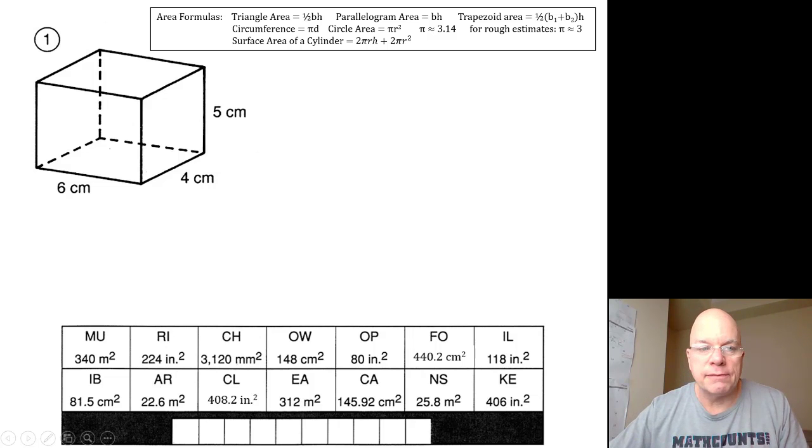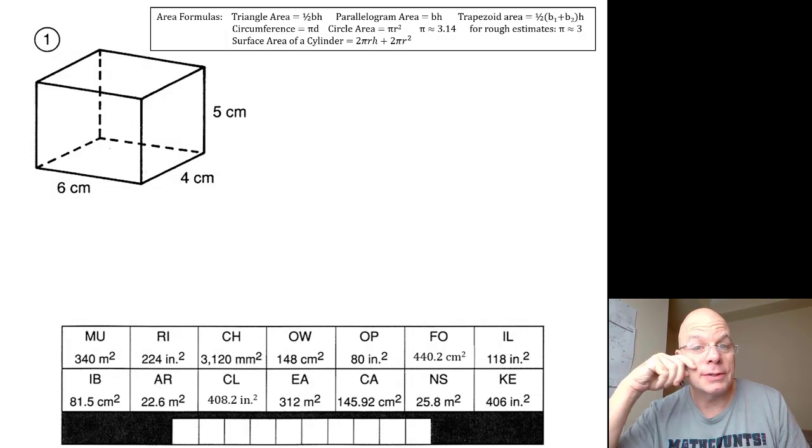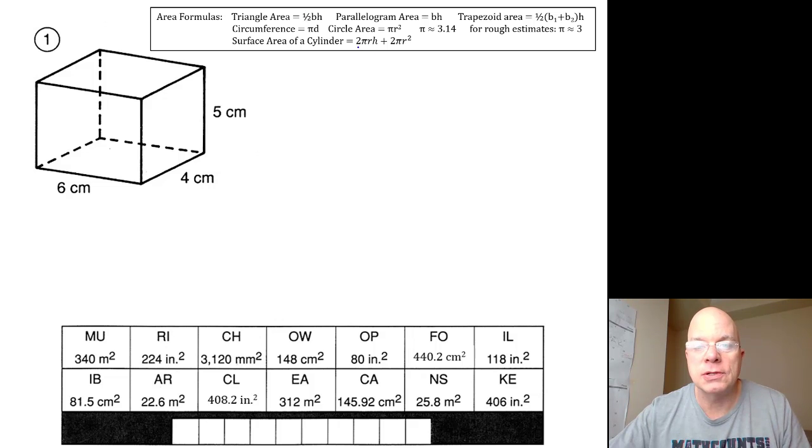We've learned to calculate volume of prisms and pyramids, cylinders and cones, and we've also learned to calculate surface area of all these shapes, with the exception of cones. But we've done cylinders. You learned the formula for that last week. There's the formula.